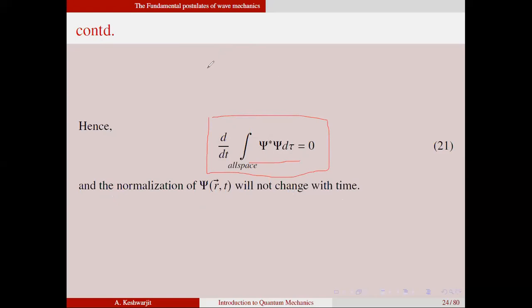Initially, what was the value of this integral? Initially, the integral of psi star psi d tau was equal to 1 over all space. So initially the value of this integral was 1, and now we have seen that the value of this integral does not change with time. That means the value of this integral always remains constant, that is 1. A wave function which is once normalized will always stay normalized. We don't need to normalize it again and again. That is the main idea.